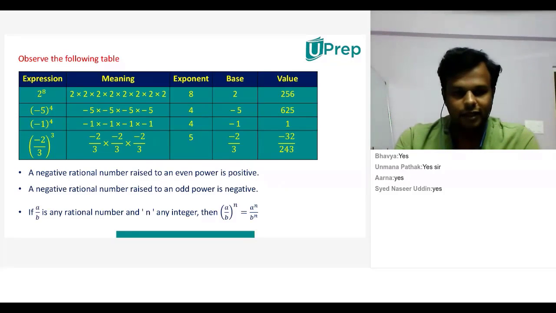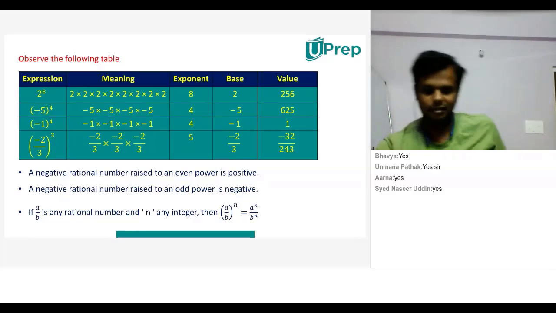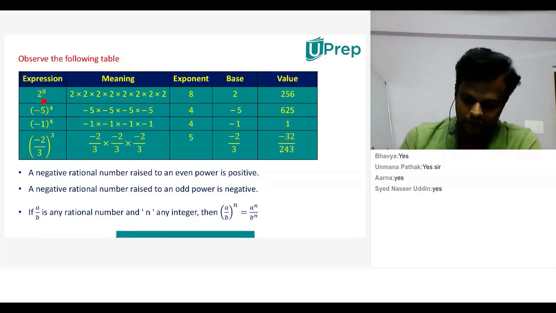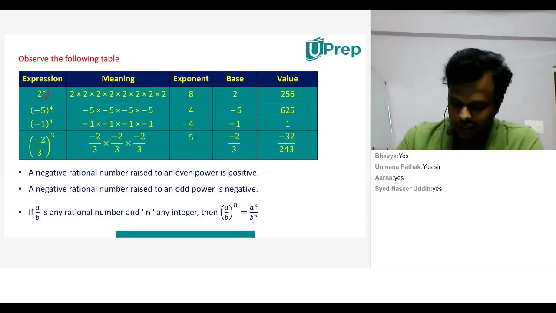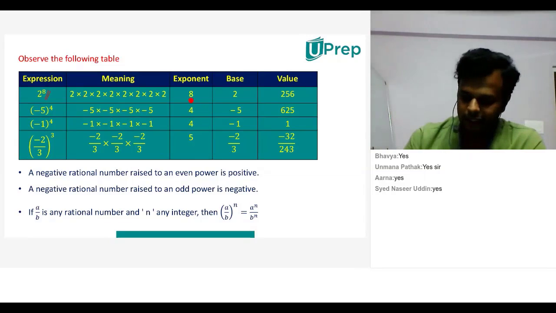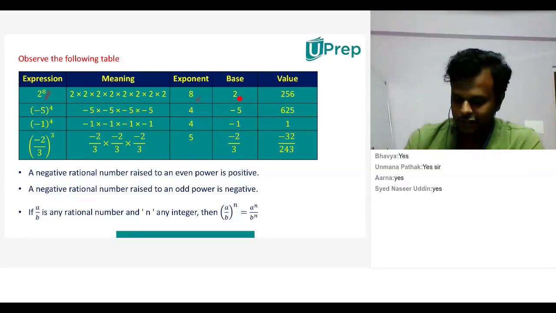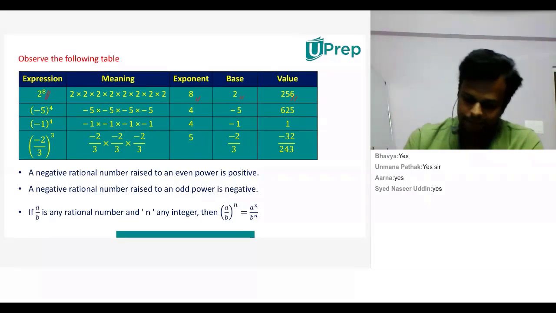So here we have the basic things, like if the number is positive, for suppose here we have 2. So 2 power 8 is nothing but 2 being multiplied 8 times. That means the exponent is 8 and the base is 2. And when you multiply all these, you will get the value as 256. So that is what is being said here.